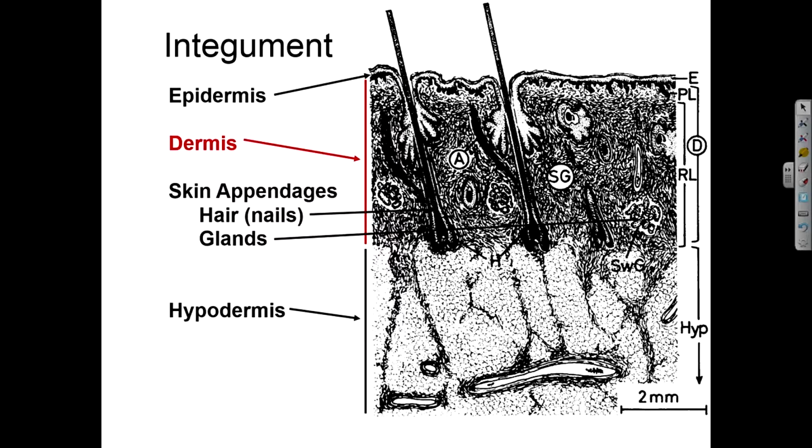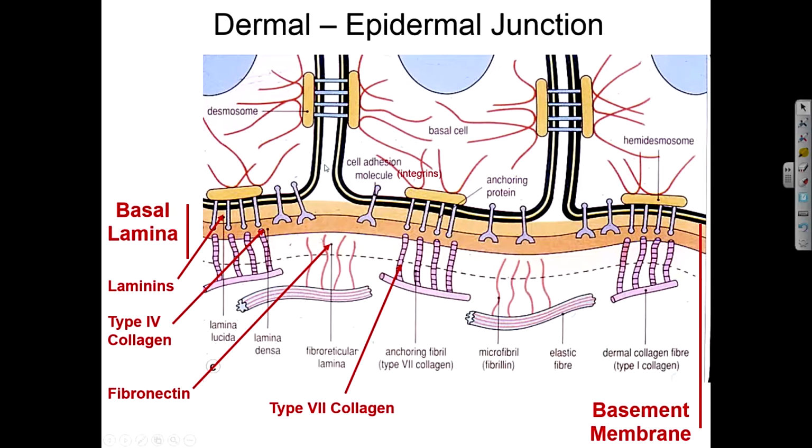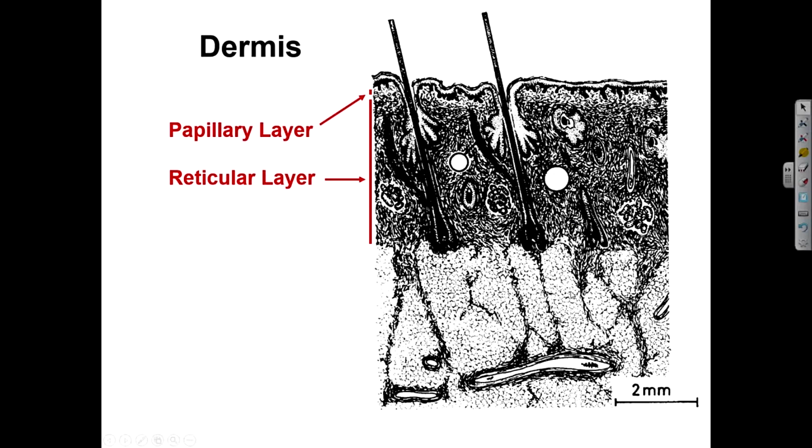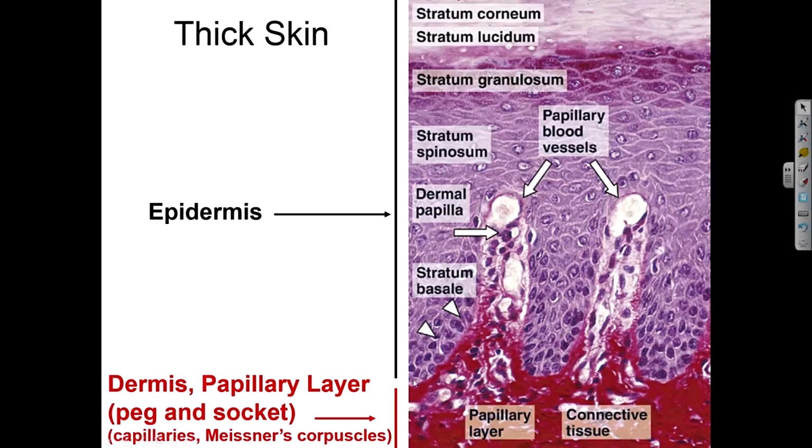Now I want to talk about the dermis, which is the connective tissue layer beneath the epidermis. Remember, the epidermis is the stratum basale, spinosum, granulosum, lucidum, corneum. Those are the 5 layers, or 4 in thin skin. Now we have the dermis, which is connected to the epidermis through a basement membrane, with the various connective tissue components that we're all familiar with. We can separate the dermis into 2 layers, a papillary layer and a reticular layer. The papillary layer is much smaller than the reticular layer. It's basically the peg and socket layer that interdigitates into the epidermis.